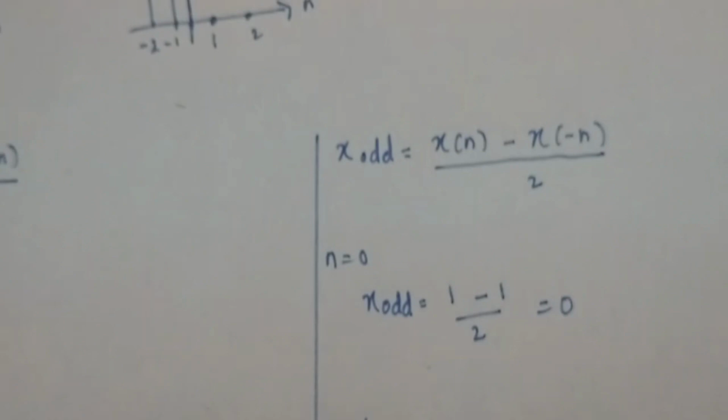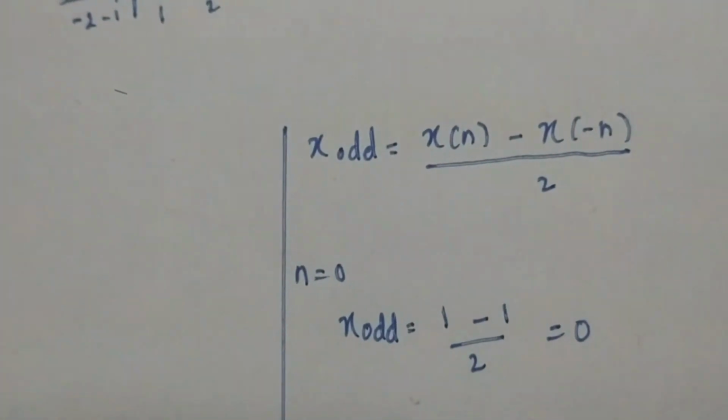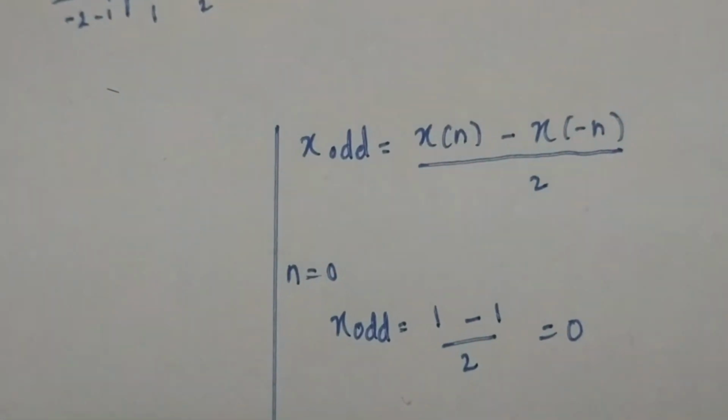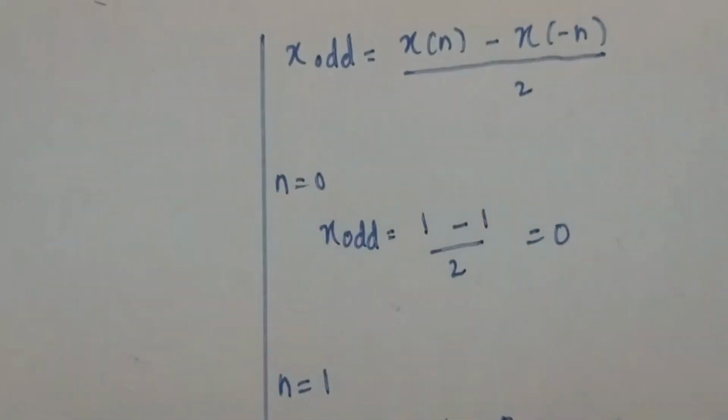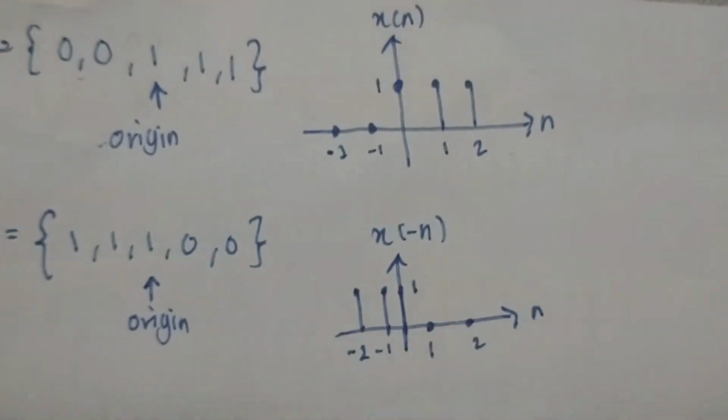Next, we go to the odd component. To find the odd component, we use this formula: x odd equals x[n] minus x[-n], divided by 2. For n equal to 0, let's look at the signal.